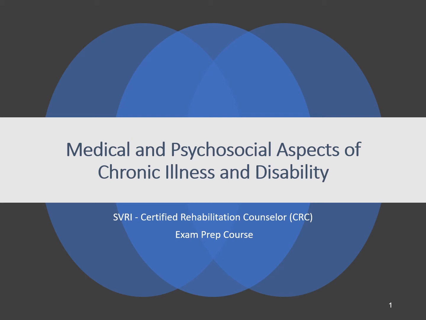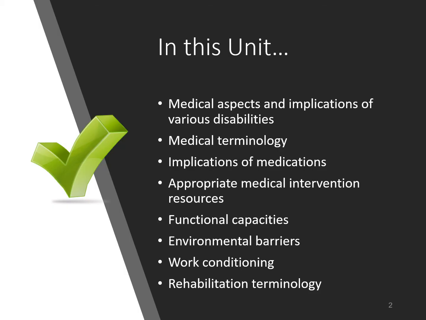Welcome to the unit on medical and psychosocial aspects of chronic illness and disability, Part 1. In this unit, we will discuss medical aspects and implications of various disabilities, medical terminology, implications of medications as they apply to individuals with disabilities, appropriate medical intervention resources, functional capacities of individuals with disabilities, environmental barriers for individuals with disabilities, work conditioning or work hardening resources and strategies, and rehabilitation terminology and concepts.